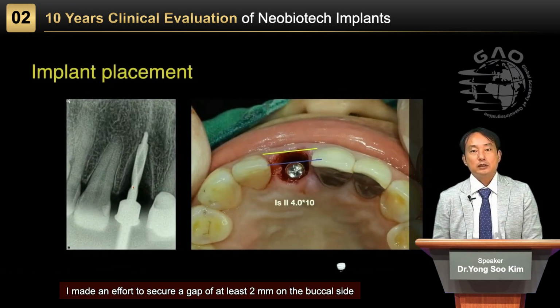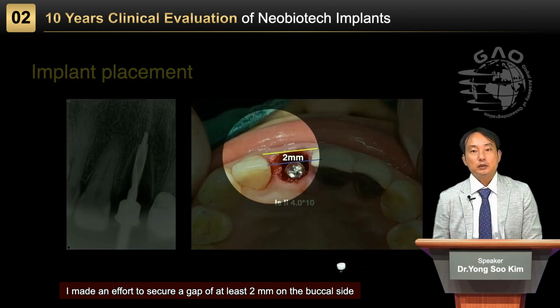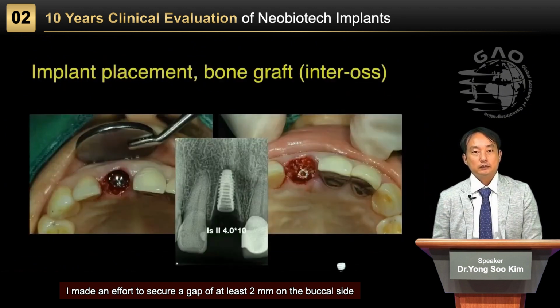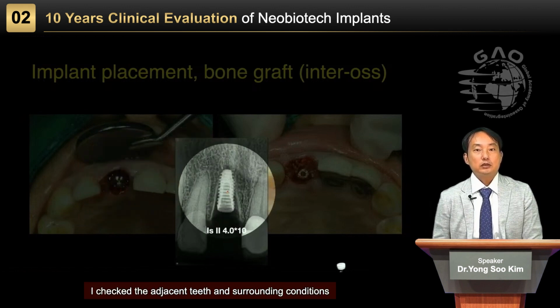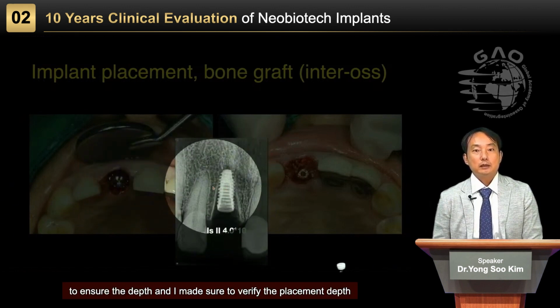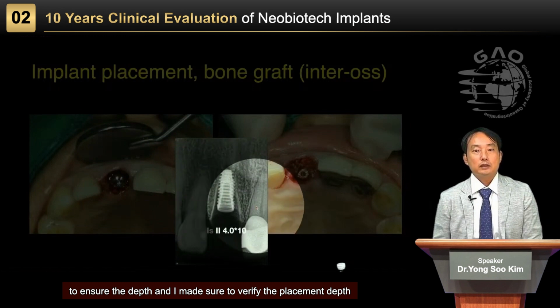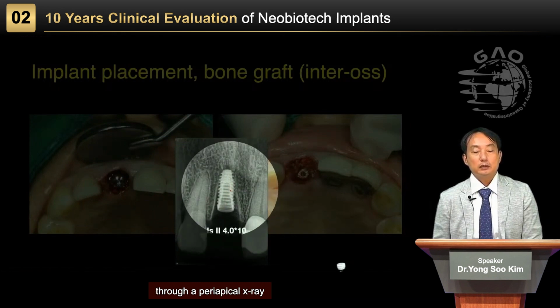I made an effort to secure a gap of at least 2 mm on the buccal side. After placing the implant, I checked the adjacent teeth and surrounding conditions to ensure the depth, and I made sure to verify the placement depth through a periapical X-ray.